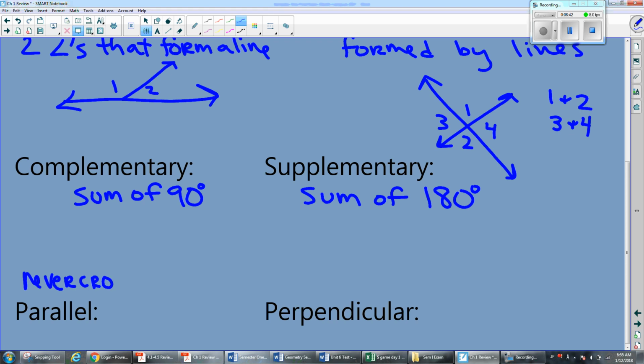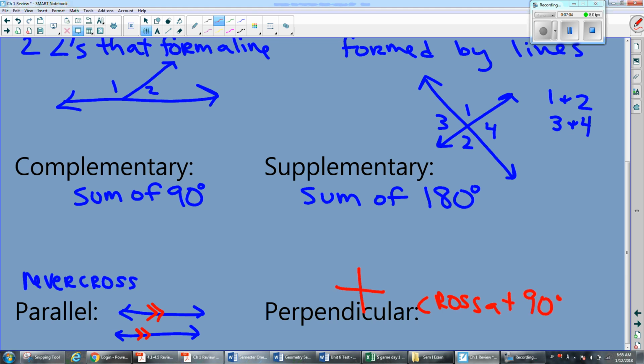So if things are parallel, they never cross. So if these are my lines, remember the markings. You have the same number of arrows on each. A lot of times you like to try showing that they're congruent and just putting little tick marks on them. If it's perpendicular, that means that they cross at 90 degrees. So you would have to see something crossing, and you would have to have it cross at a right angle to know that it's perpendicular. You cannot assume anything.